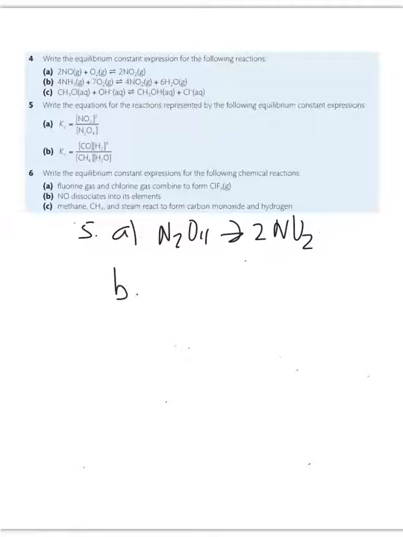B, using the same logic, on the product side, I'm going to have CO plus, looks like it's 2H2. No, I guess it's 3H2.